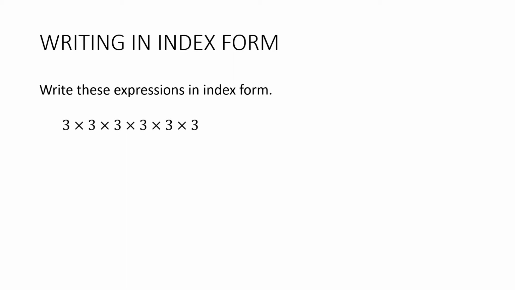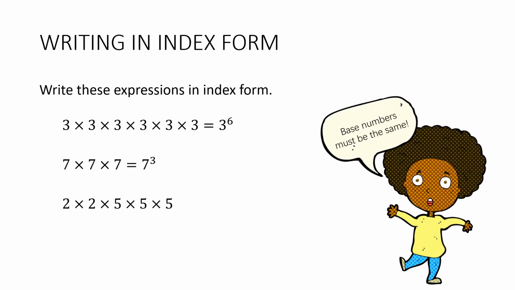So let's write these in index form. Our base number is 3, and altogether there are 6 of them. So this is 3 to the power of 6. How about this one? This is 7 cubed. Now, what about this one? Be careful here. The base numbers must be the same. So all we can do is write 2 squared multiplied by 5 cubed.